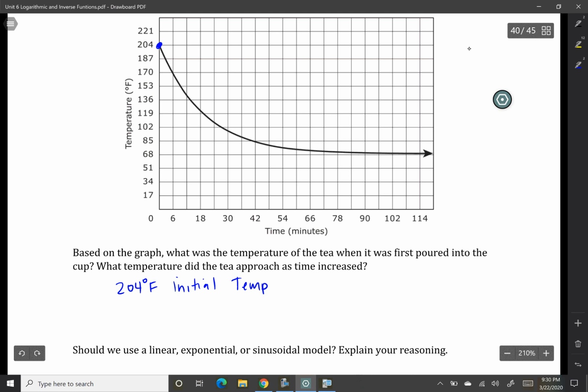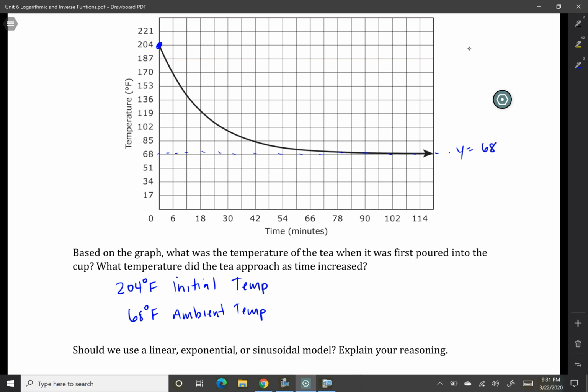And it says, what temperature did the tea approach as time increased? So as the time increases, your graph is slowly approaching this base value, right? So we have an asymptote line here at 68 degrees. We call this the ambient temperature. Essentially, it's the temperature of the room, right? If you take a hot cup of tea and put it down on a desk in your living room, it's going to eventually decrease in temperature until it gets to the temperature of the room. It's never going to get to be less than the temperature of the room because it's in that room.